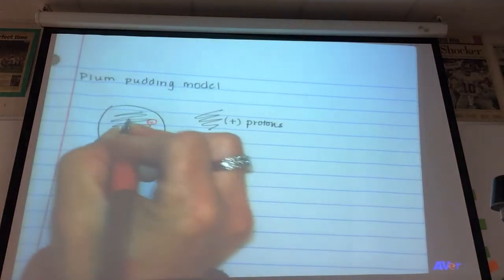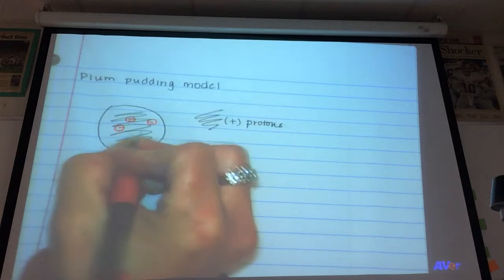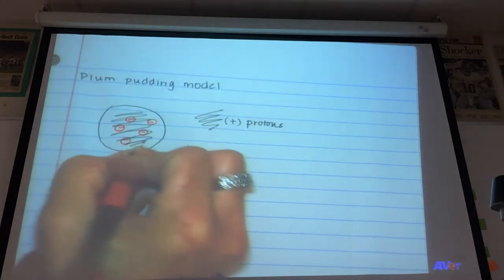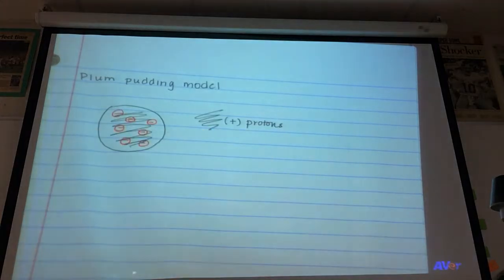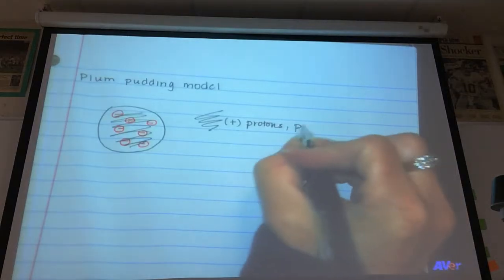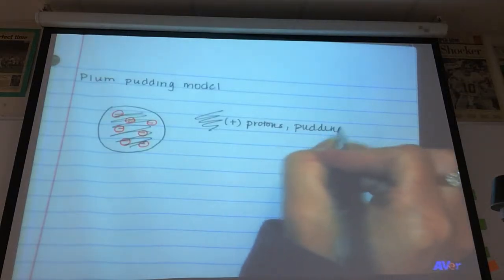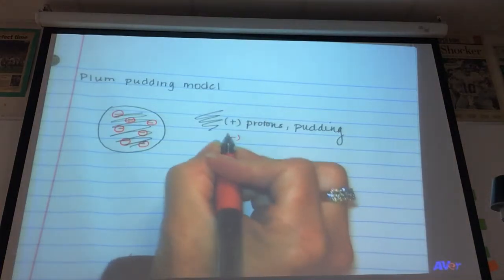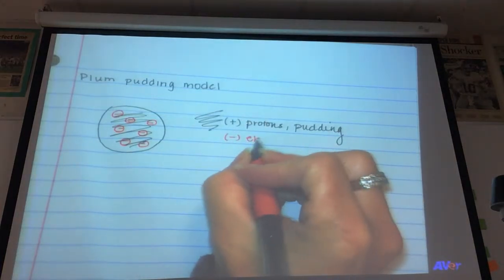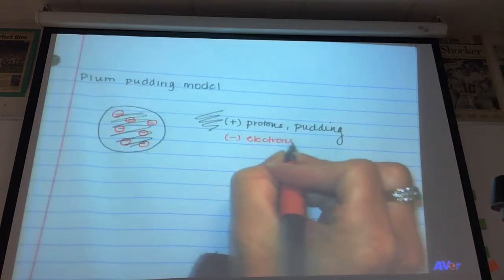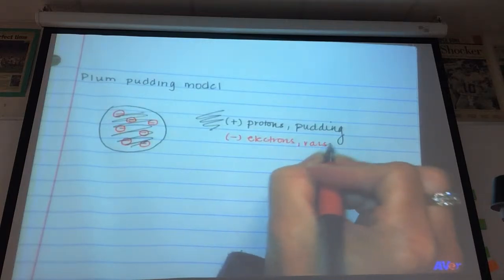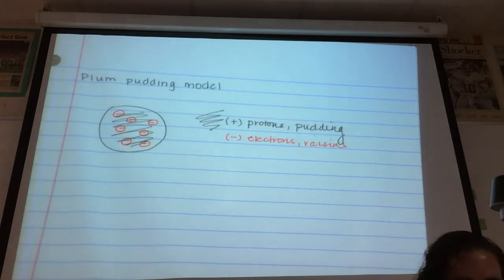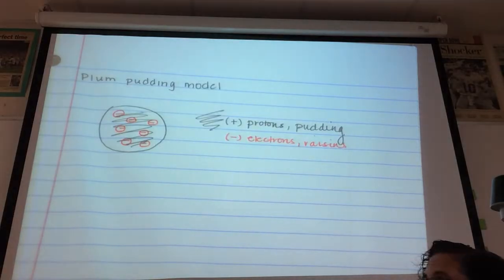And then in the sea of positive charge, which essentially would be the pudding, think about vanilla pudding, you would have these little raisins, which are the electrons. So you'd have raisins or little plums, etc. And this became known as the plum pudding model. J.J. Thomson and Lord Kelvin.